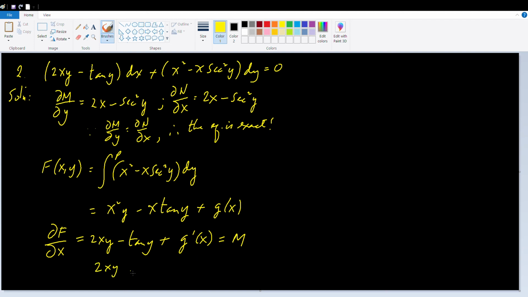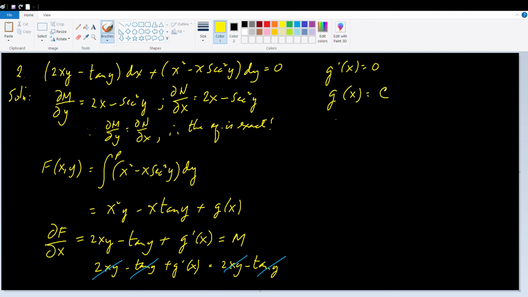So equate this to m, which is 2xy minus tangent y. And we can cancel 2xy as well as negative tangent y. So that leaves our g prime of x equal to 0. So that means that g of x is a constant.